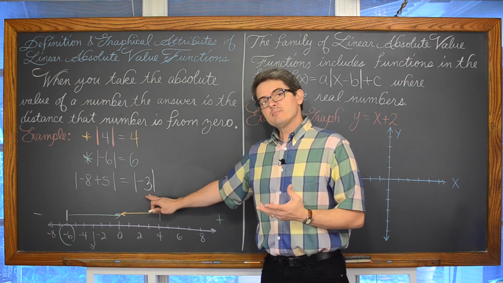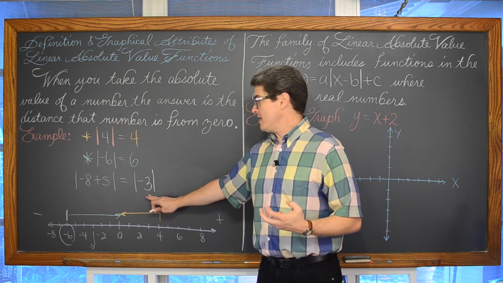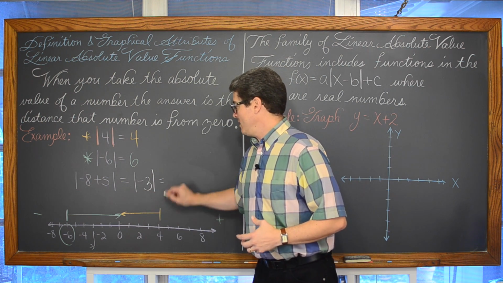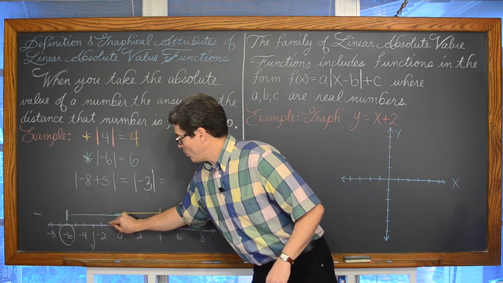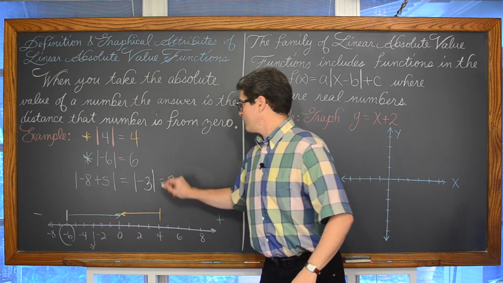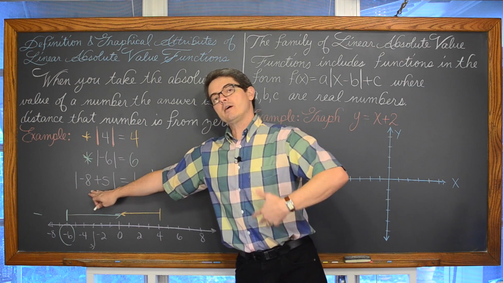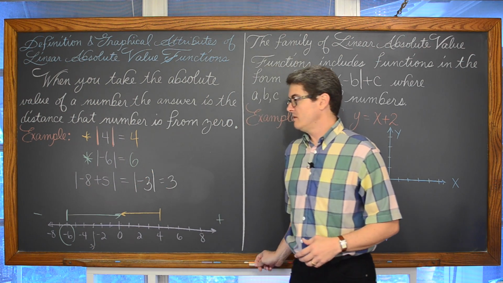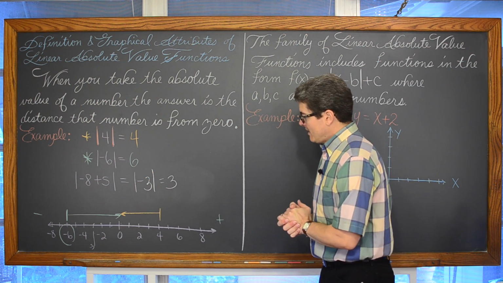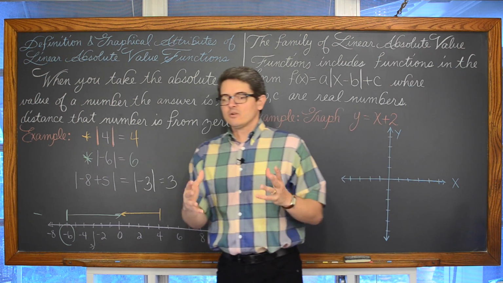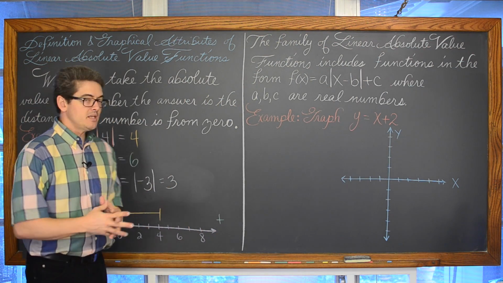So now that we've simplified the expression inside the absolute value function, we have the absolute value of negative 3. Here's negative 3, and it's 1, 2, 3 units away from 0. So the absolute value of negative 3 is 3. The absolute value of negative 8 plus 5 is equal to 3. Okay, that's just a little review of absolute value if you've never seen that before.